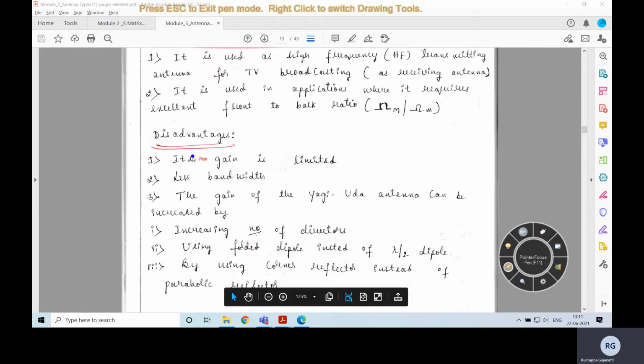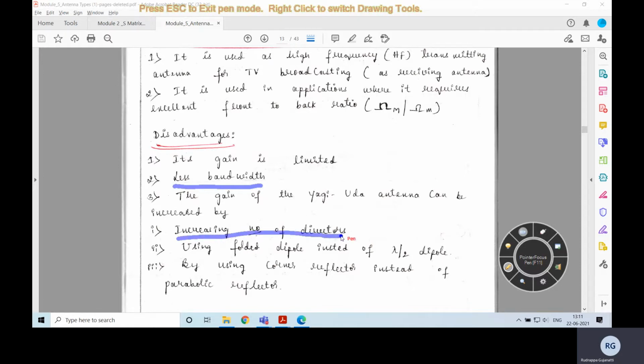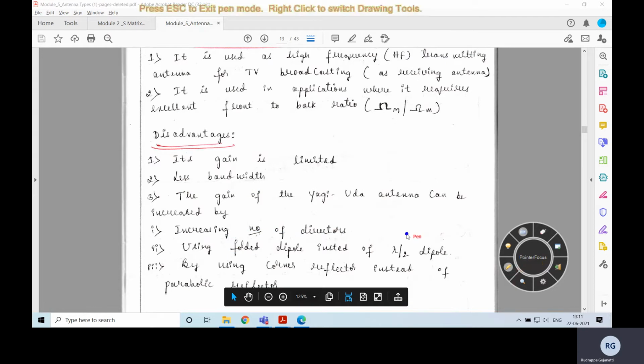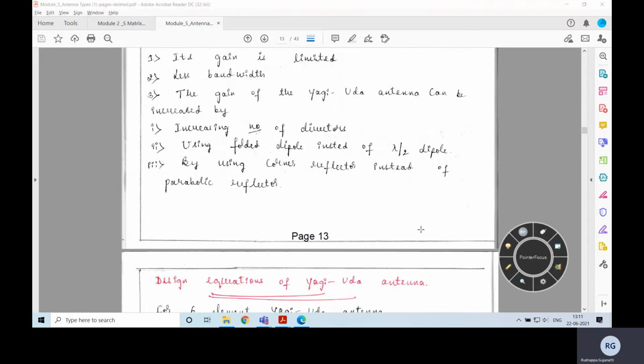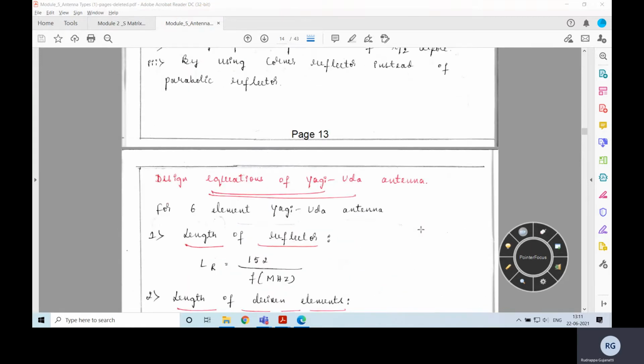Then let us look at the disadvantages associated with the Yagi-Uda antenna. There are two major things we can note down. First, the bandwidth is very small, so we cannot operate this antenna over a larger bandwidth. Second, to increase the directivity we can increase the number of directors, but due to physical limitations I cannot keep increasing it to a very large number. So the physical aspects also play a major role as a disadvantage.